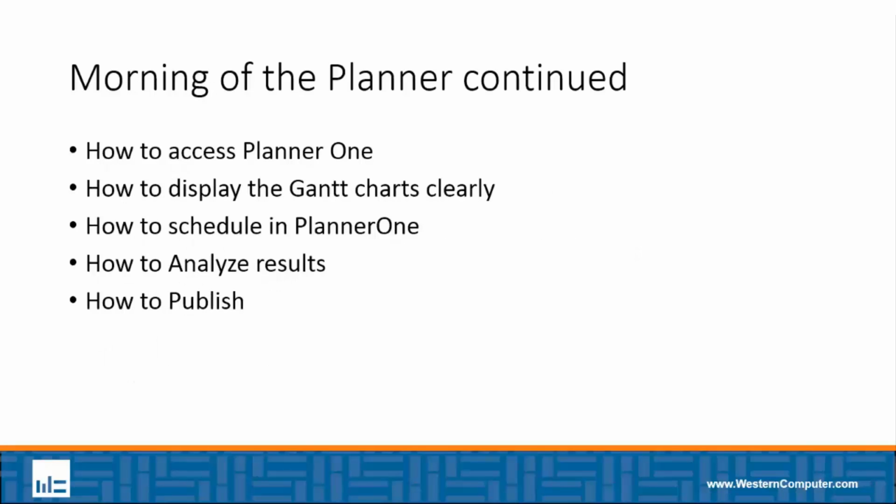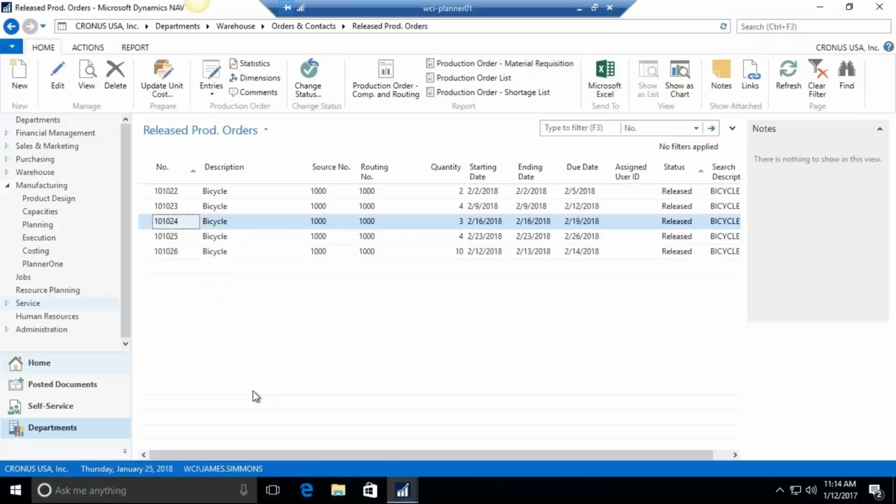We're going to start to see how to do these processes. So we're going to see how to access PlannerOne and its views. Inside of PlannerOne, we're going to see how to display all of the Gantt charts clearly. We're going to see how to schedule in PlannerOne, how to analyze our results, and then how to publish back to NAV. So let's start with taking a look at some production orders.